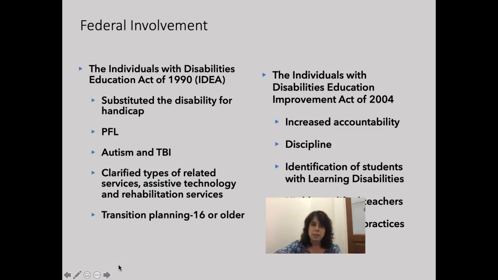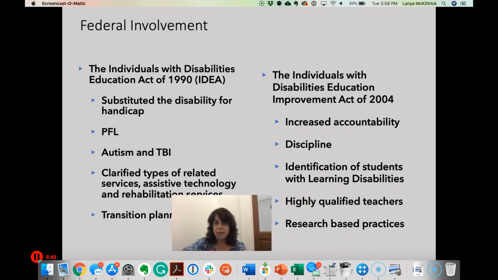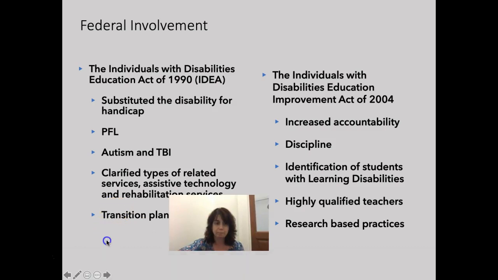So in 1990, IDEA was updated. They added some disability categories for autism and traumatic brain injury. They added provisions for things like transition planning, assistive technology, related services, and things like that. IDEA was again updated in 2004, which provided increased accountability, added some provisions for discipline, and added some language in regards to identification of students with learning disabilities. It added some provisions also for highly qualified teachers and research for evidence-based practices.